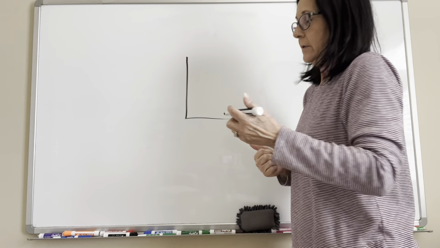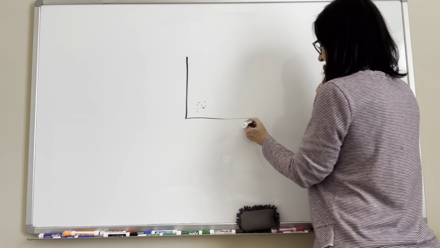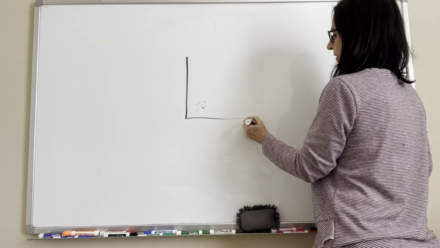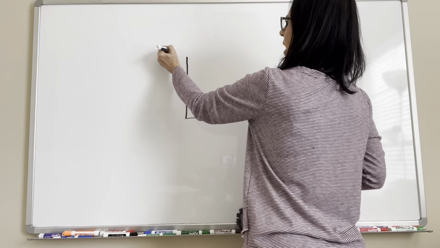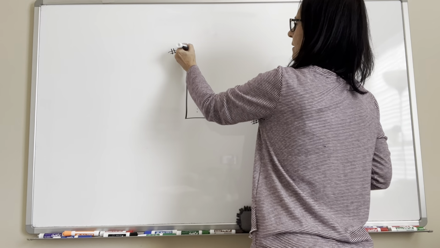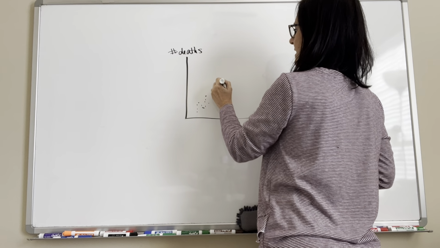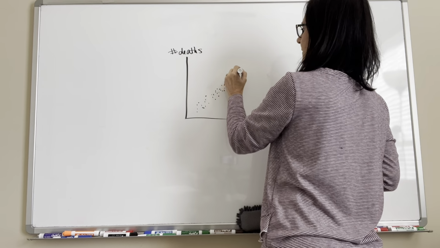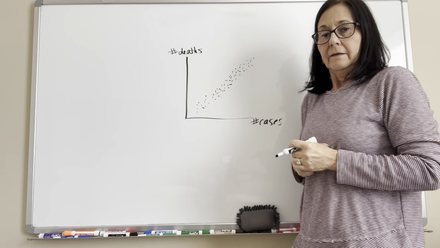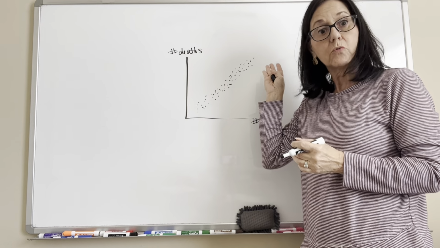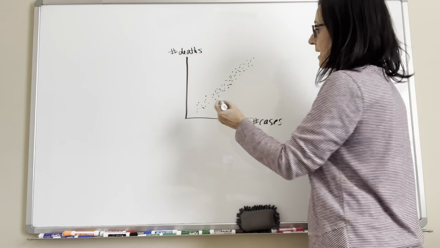All right, so let's just assume by state there were all of these. Let's make the x-axis the number of cases reported, and we'll make the y-axis the number of deaths reported. And let's assume that as cases increased, the deaths increased. And so they would have seen some trend to this. And they would have asked, well, what kind of relationship is this? And this looks like a linear relationship.